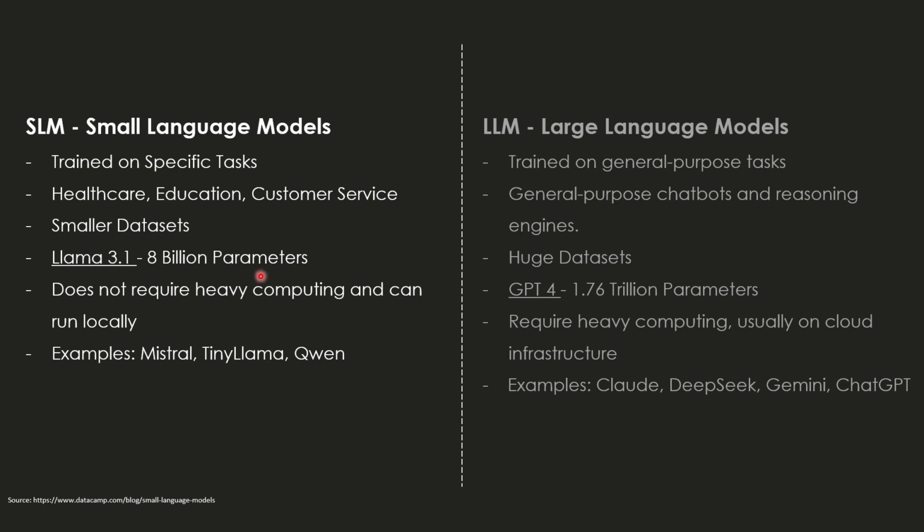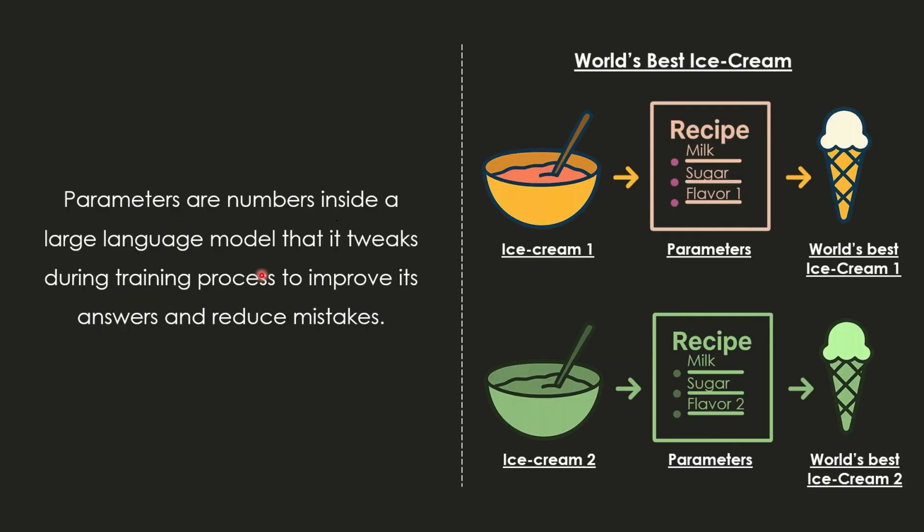One interesting terminology that I came across when going through both of these was something called parameters. And not because I like parametric design, but it was interesting for me to know what exactly this is, right? So basically, parameters are like numbers inside a large language model that keep on tweaking during the training process to improve its answers and reduce mistakes, right? So let's say, for example, you want to create a data set of the world's best ice creams, right? You know what the ingredients are, right? It could be milk, sugar, and let's say flavor number 1.